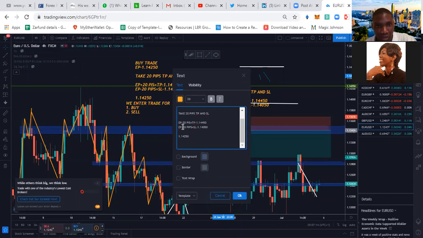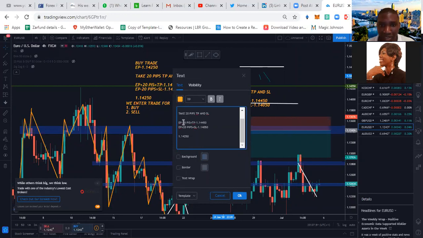Then SL, stop loss, is EP plus 20 pips. Because in a sell trade, your take profit is below your entry price and your stop loss is above your entry price. I'm sure some of us already know that, but if you don't know that, that's what it is. For a sell trade, your take profit is below your entry price and your stop loss is above your entry price.